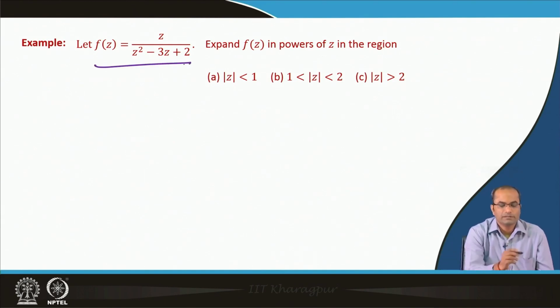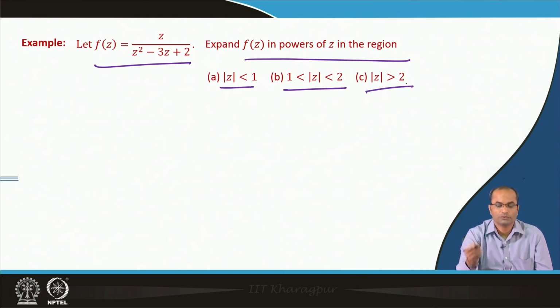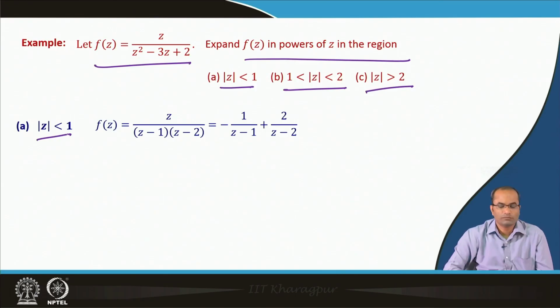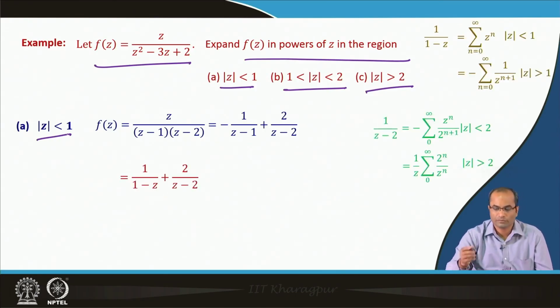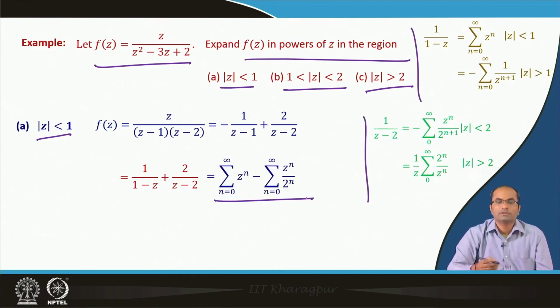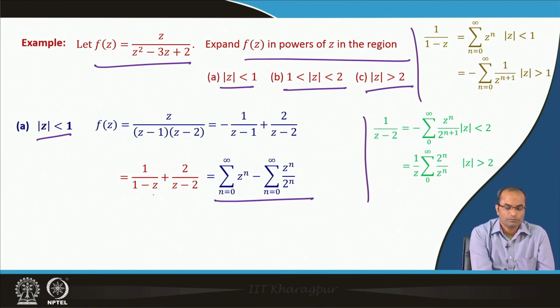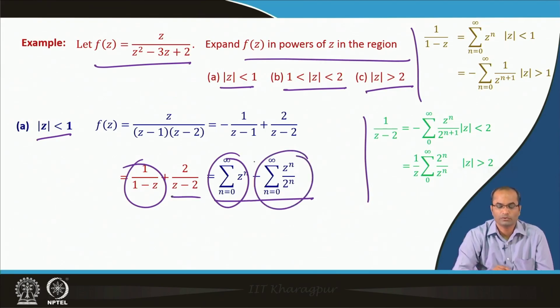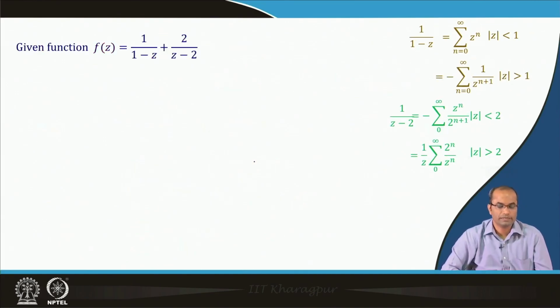For instance, if we consider this expansion for this function, again in the region mod z less than 1, in the annulus, and greater than 2, it is exactly similar to the previous examples we have done. So, for less than 1 we have to break it, and then with these two expansions which we have already seen, we can write down the series expansion. We have to observe that this is valid in mod z less than 1, and this is also valid in mod z less than 2, and therefore, as a whole we are in this range.